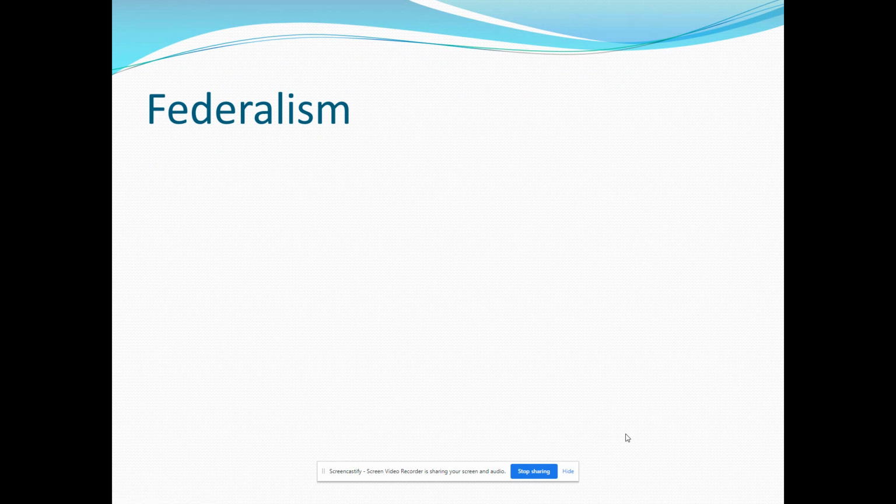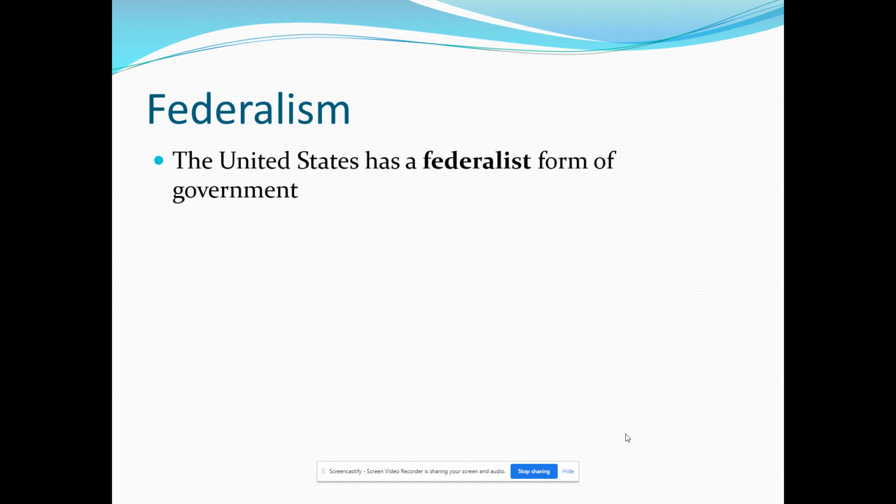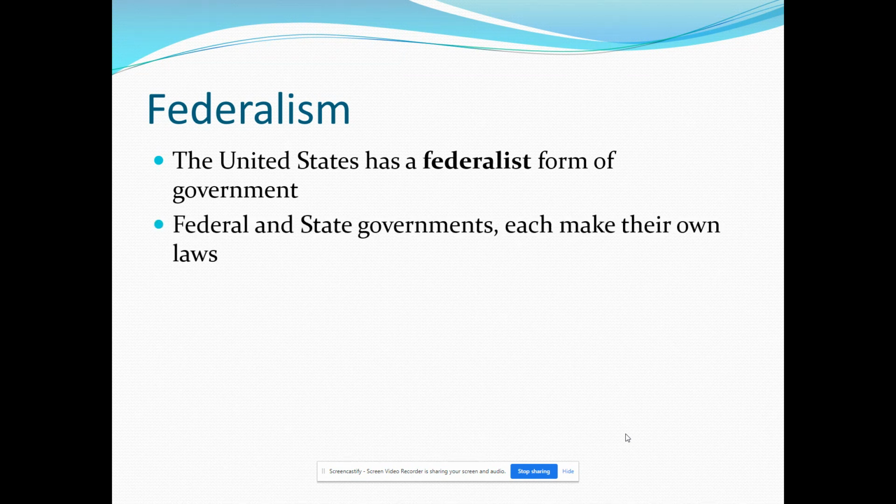All right, so we're going to skip on to our U.S. legal system. Our U.S. legal system is what's called a federalist system. We have two areas of government, I guess I would say. We are subject to federal laws and state laws.